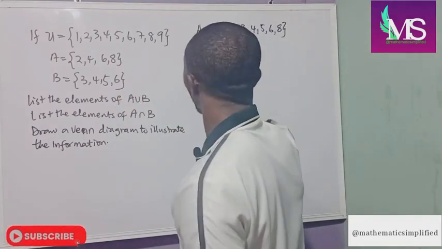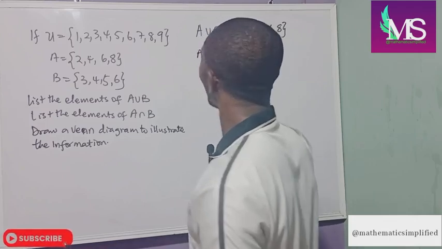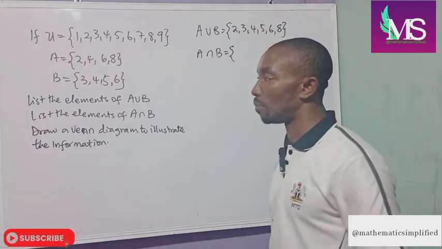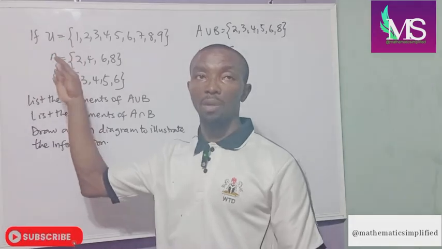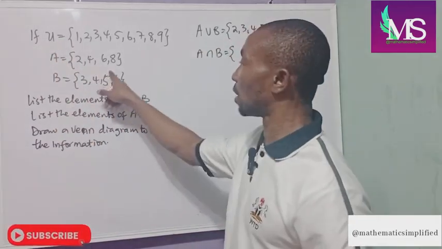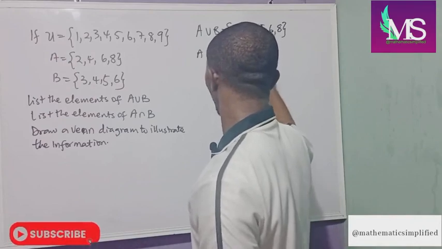Alright. Now, our A intersection B is what's common in both of them. What is common in A and B? What can be found in A and B? Now we can see 4 and 6 can be found in A and B.